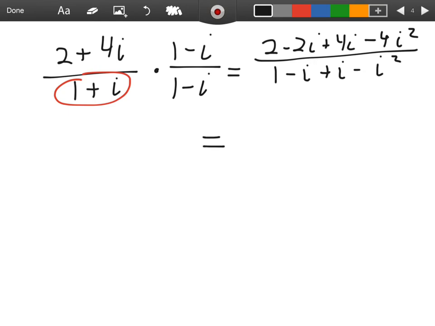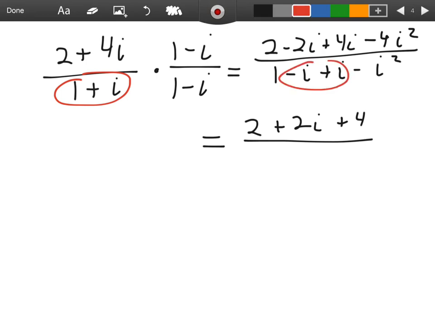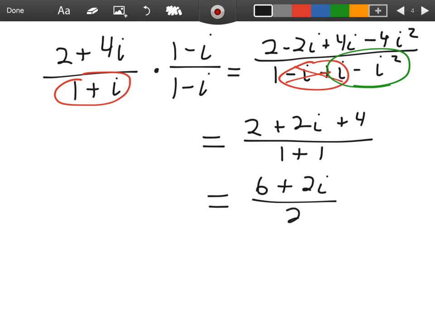Combine on top, I have 2 plus 2i, and that's going to become plus 4. On bottom, you can see that these two guys completely cancel out. And this over here becomes plus 1. So we have 1 plus 1. So on top, we have 6 plus 2i, and on bottom we have 2, which is just 3 plus i. Okay, that example worked out nicely. We end up with another complex number.